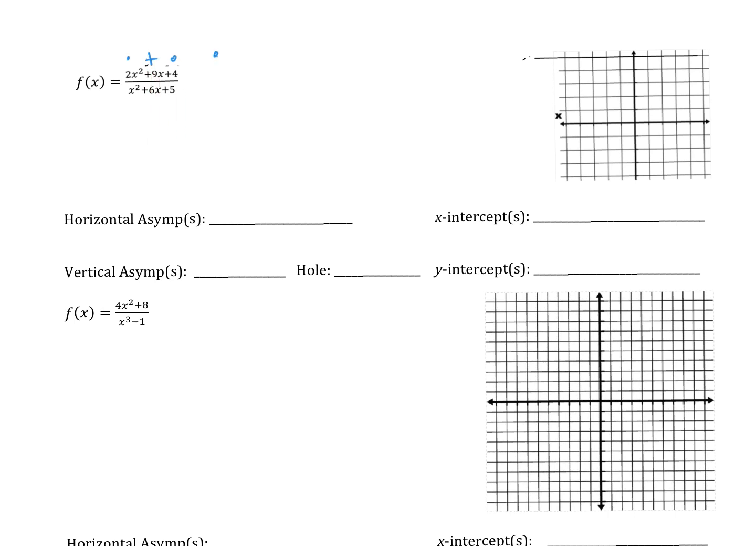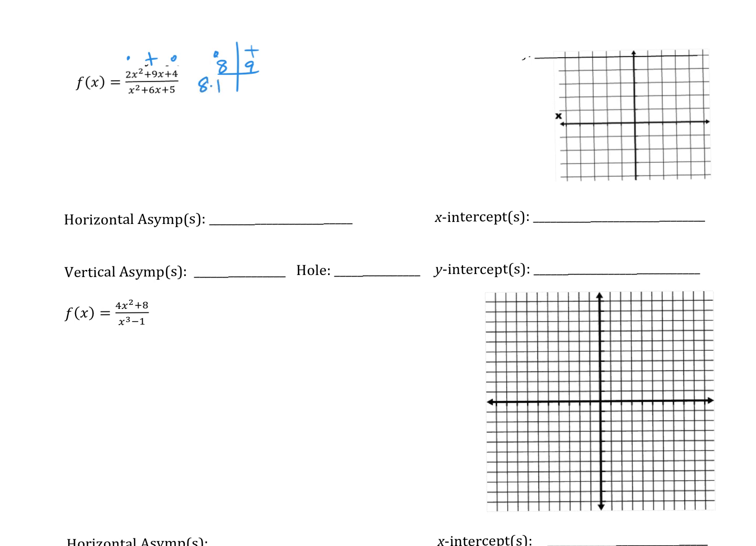O-T, O-O-T. What multiplies to be what? Multiplies to be 4 or multiplies to be 8? It needs to multiply to be 8, add to be 9, because we got to multiply my 2 and my 4 together. What multiplies to be 8, adds to be 9? 8 and 1. 8 times 1, 8 plus 1, right?